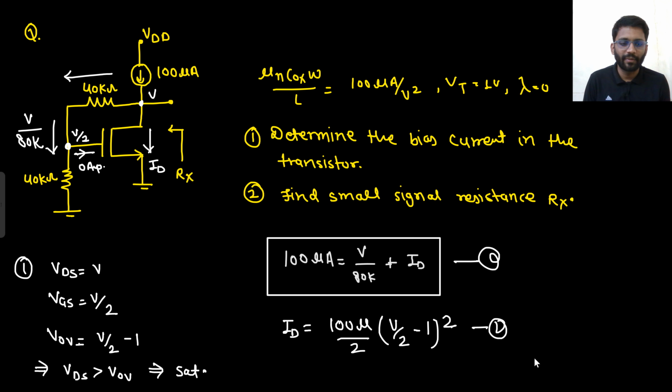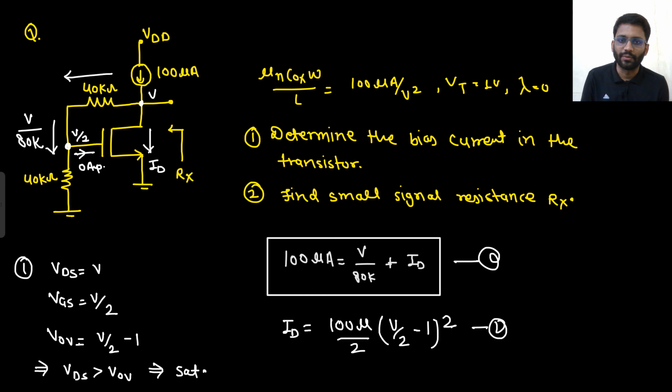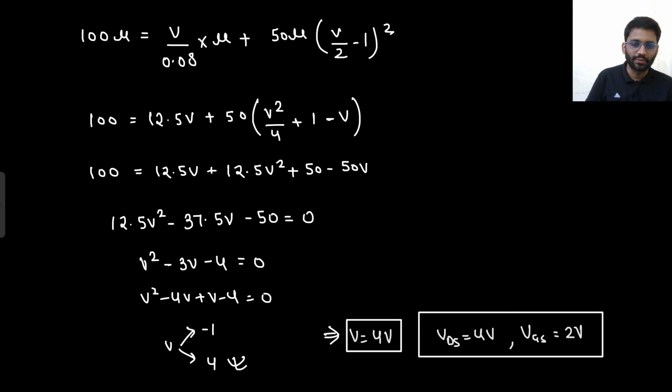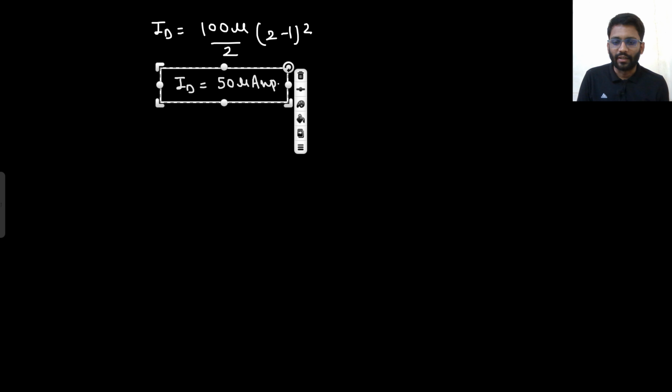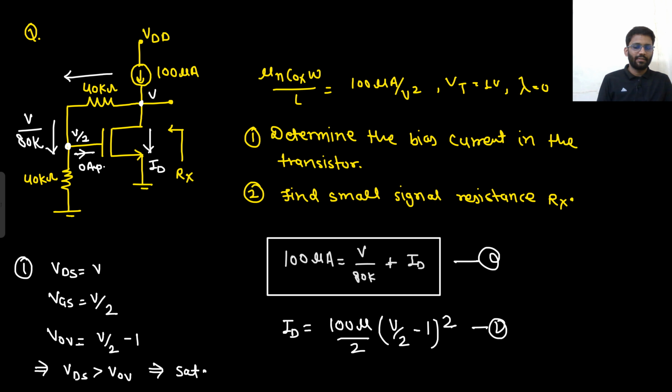So what did you need to determine? You need to determine the bias current in the transistor. So ID value would be mu n Cox W by 2L into VGS minus VT whole square, right? 100 micro by 2. What is VGS? VGS value is 2. 2 minus 1 whole square. So ID value came out to be 50 micro ampere. This is the ID value we are getting. That's it. Well and good.